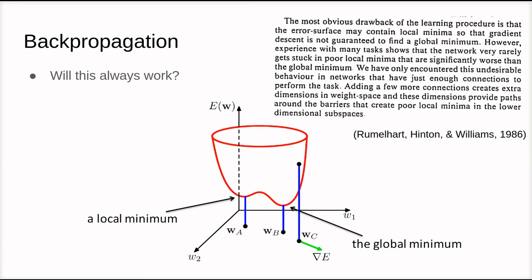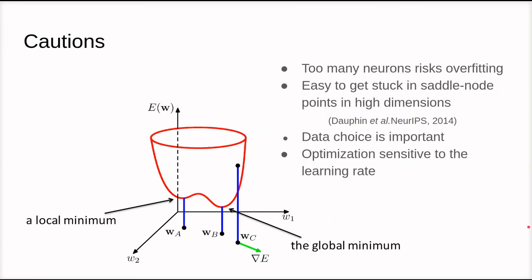We have only encountered this undesirable behavior in networks that have just enough connections to perform the task. Adding a few more connections creates extra dimensions in weight space, and these dimensions provide paths around the barriers that create poor local minima in lower dimensional subspaces. However, despite this word of hope that we can escape minima through the addition of extra neurons, we do still need to be cautious when we're training neural networks.